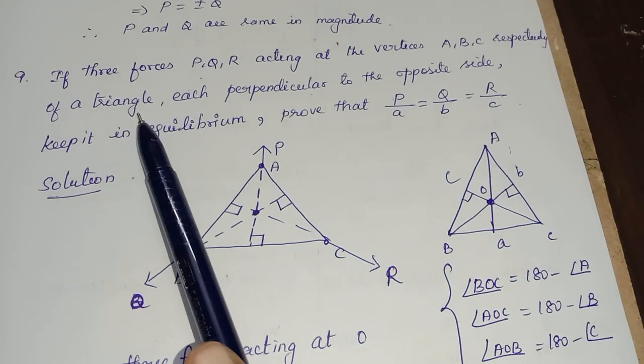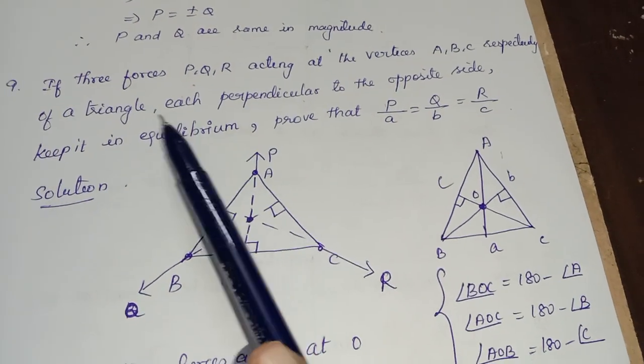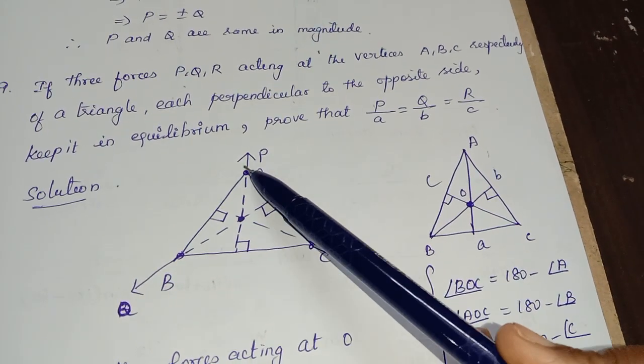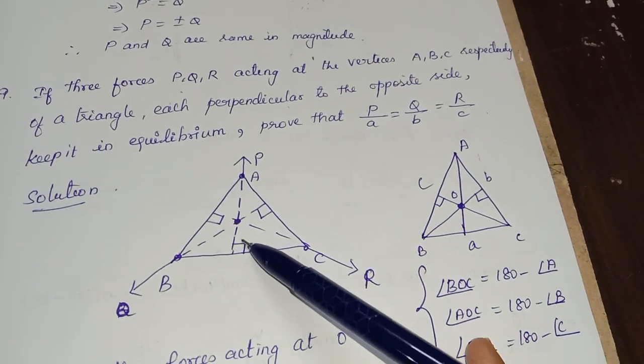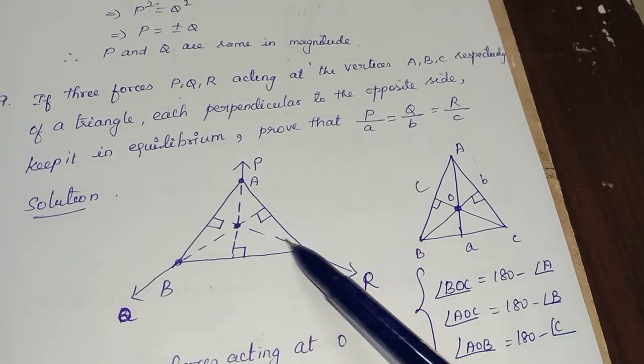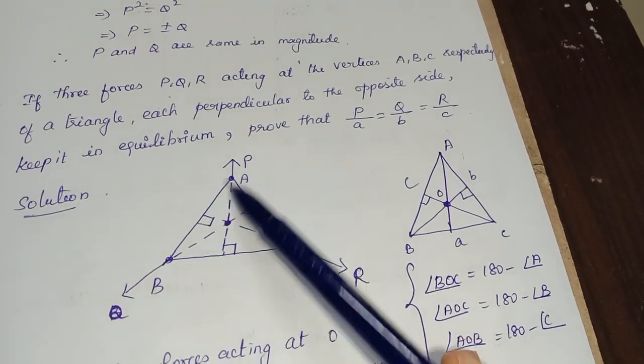A, B, C respectively of a triangle. So my forces are acting at the vertices of this triangle and each perpendicular to the opposite side. See, this force P is acting here, no? If you extend this force, it will be perpendicular to BC. And similarly here Q is acting, if you extend this, it will be perpendicular to AC. And R is acting here, if you extend this, it will be perpendicular to AB.